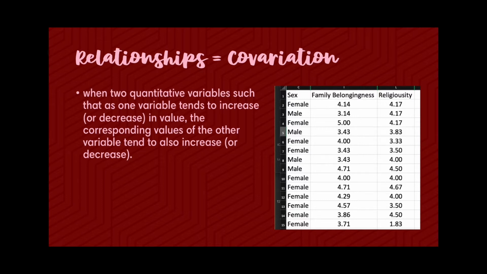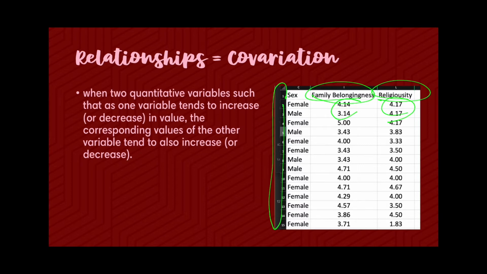Like, for example, when we think of, let's say, family belongingness, and then religiosity, and you measure them as continuous variables in a scale, you would see how, across the different respondents, is there a pattern in the way the values behave? And will the increase in family belongingness be somewhat related to, or will it covary with the increase in religiosity? So basically, that is what we're looking for in testing relationships. We want to see if there is a pattern between the movements of the variables from one person to another in the given sample.